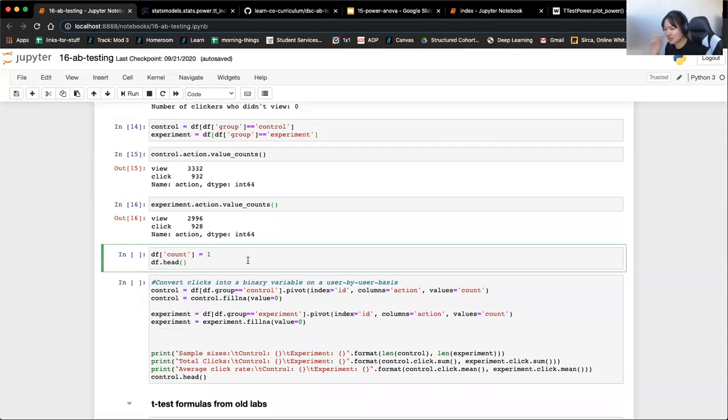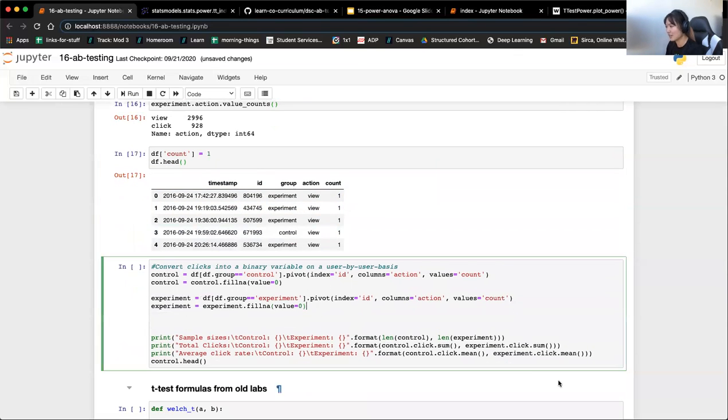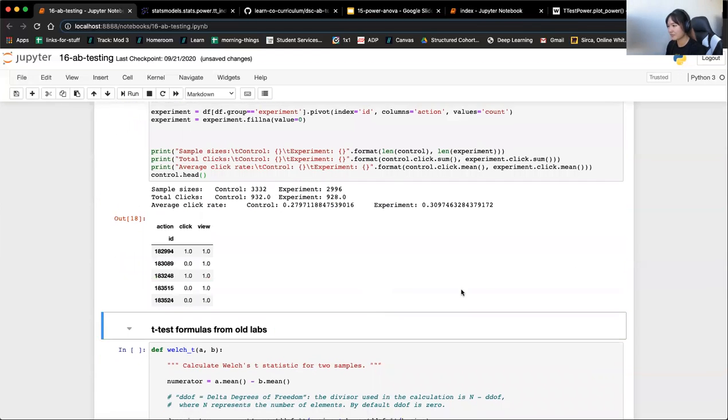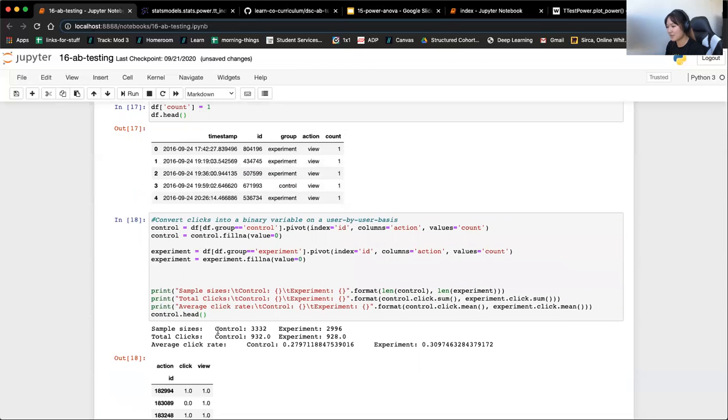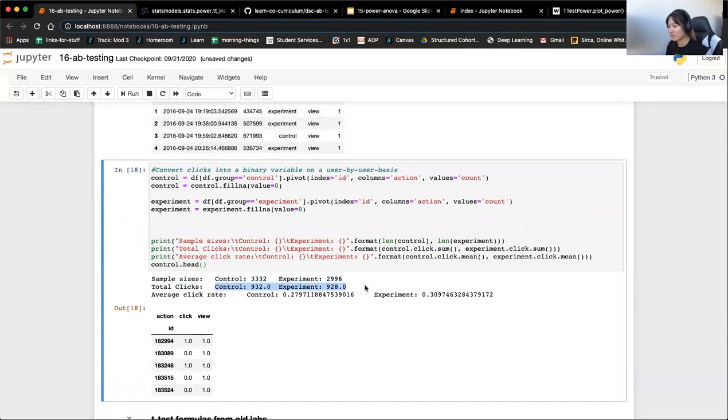I believe this is just a little bit of data manipulation to make it easier to count, adding a count column so that you can add up the count of different rows. So here you can see your sample sizes. Control, we had 3,300, experiment about 3,000. In terms of number of clicks, these are numbers that we already saw. The one we're really looking at is this click rate. We have a click rate for the control group of about 28%, and for the experiment group, about 31%.